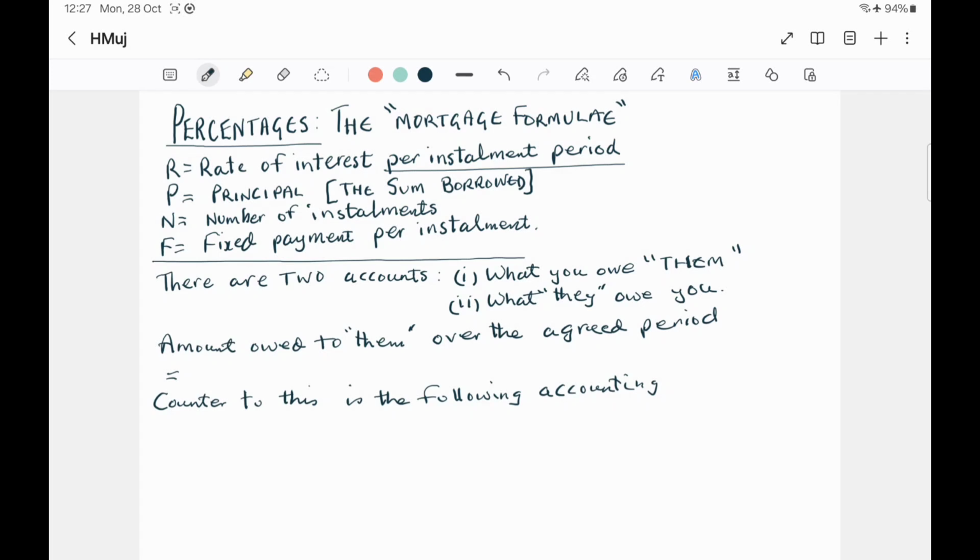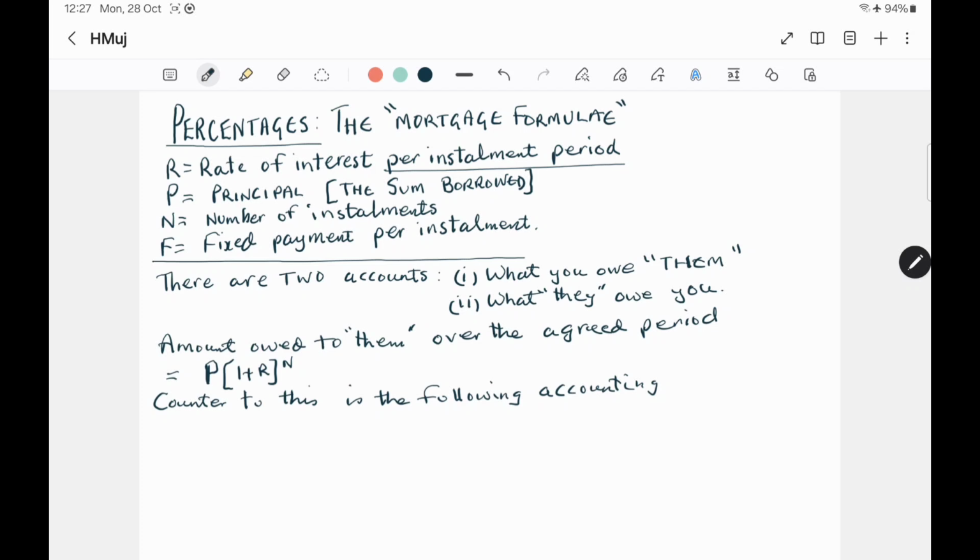That's how a mortgage works. Now, there are two accounts. One, what you owe them, the mortgage company, and secondly, what they owe you. Now, the amount owed to them over the agreed period is the compound interest formula, which is P into (1 plus R) to the power N.